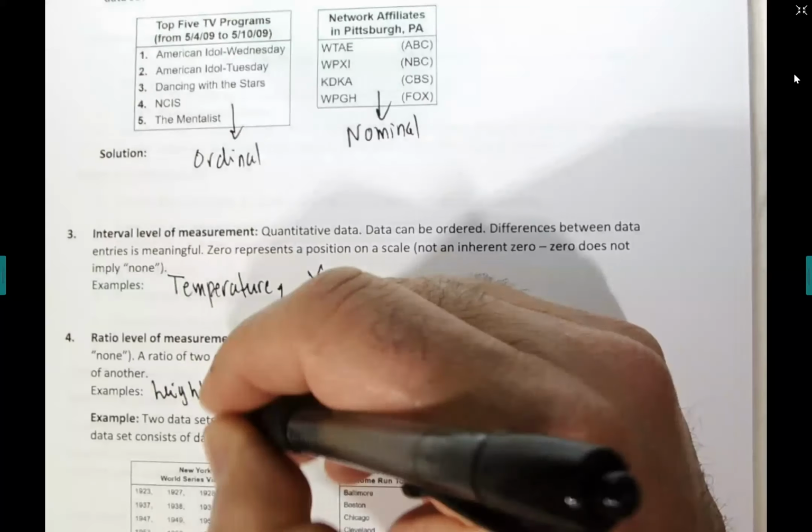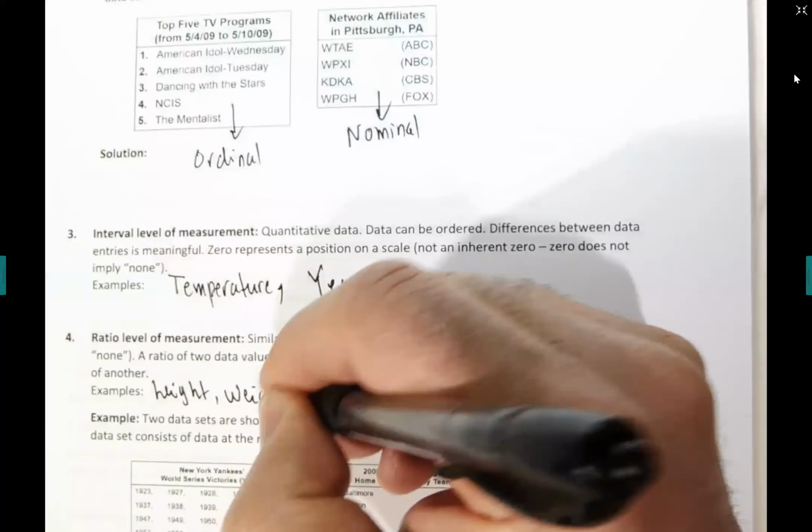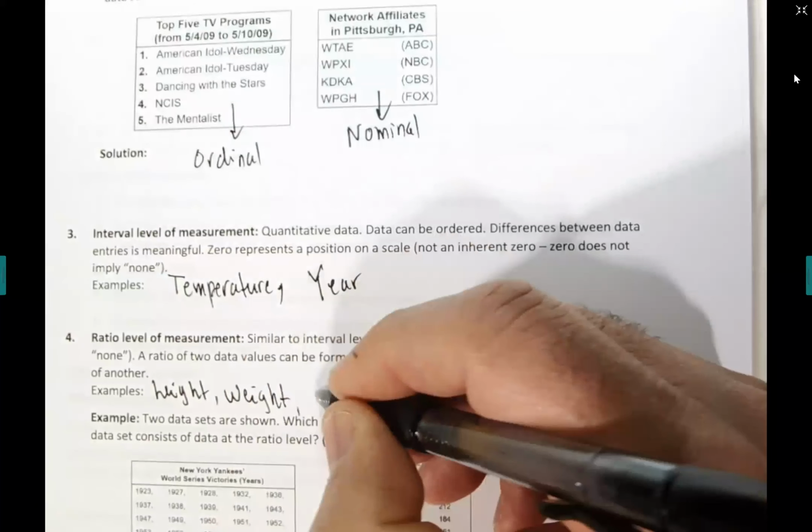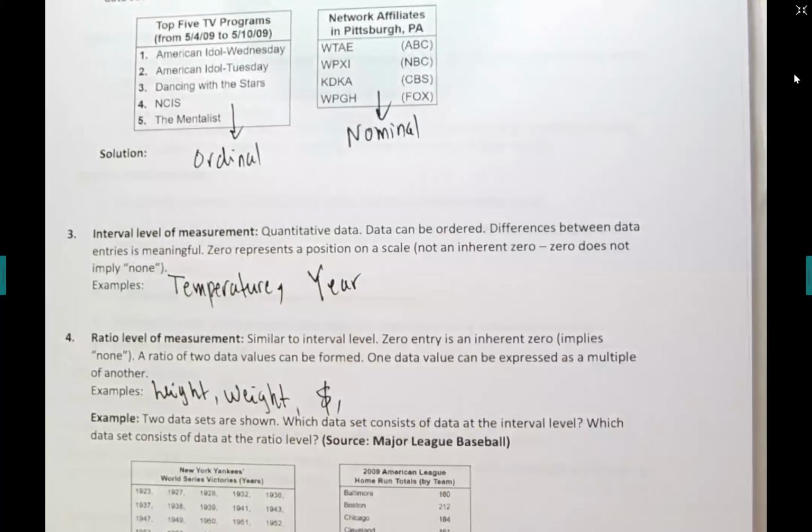Weight. Dollars. If I have $10 and another student has $20, the other student can say I have twice as much as you. So that does make sense. $0 means you have nothing. That means the zero is nothing. So the ratio, guys, is the most popular and common level of measurement. It takes care of almost everything other than temperature and year.